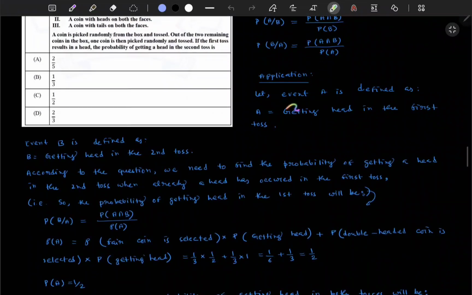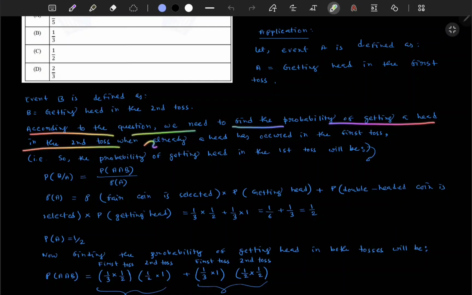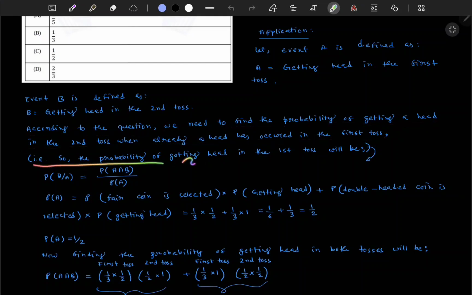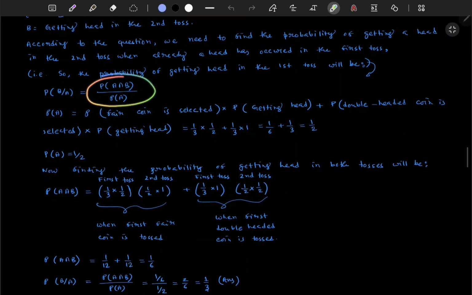Now application: let event A be getting a head in the first toss, and event B be getting a head in the second toss. So according to the question, we need to find the probability of getting a head in the second toss when already a head has occurred in the first toss. So already a head occurred, that is A, and if in the second toss we get a head, that is B. So we need to find probability of B given A.